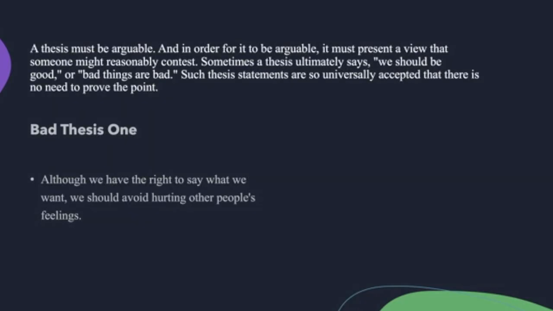A thesis must be arguable, and in order for it to be arguable, it must present a view that someone might reasonably contest. Sometimes a thesis ultimately says, we should be good, or bad things are bad. Such thesis statements are so universally accepted that there's no need to prove the point. So a bad one would be, although we have the right to say what we want, we should avoid hurting other people's feelings. That's not really arguable.